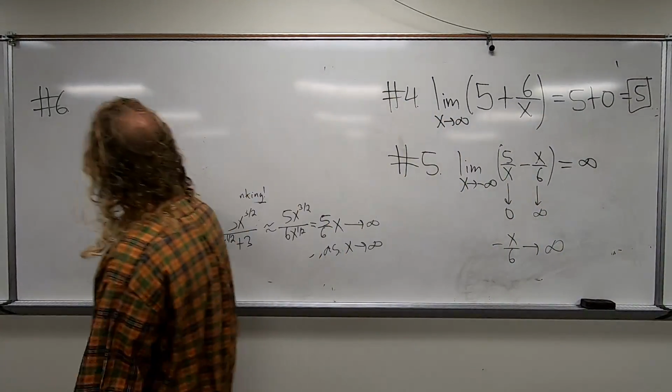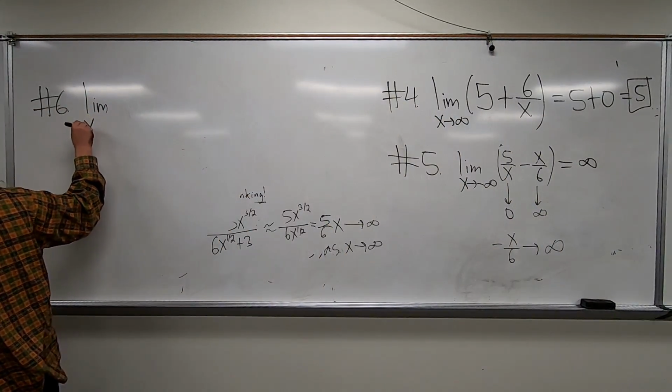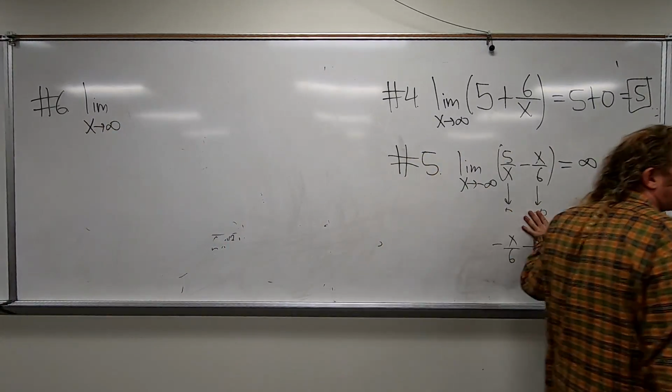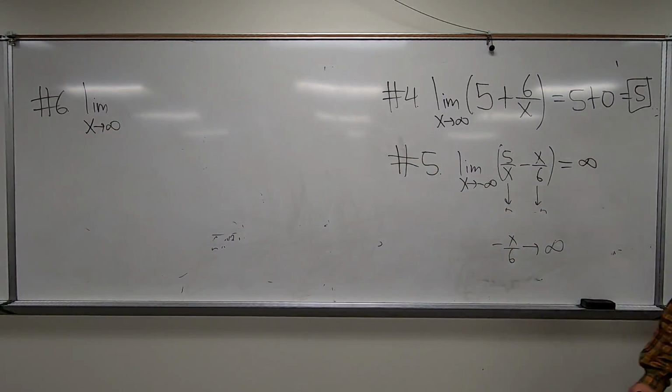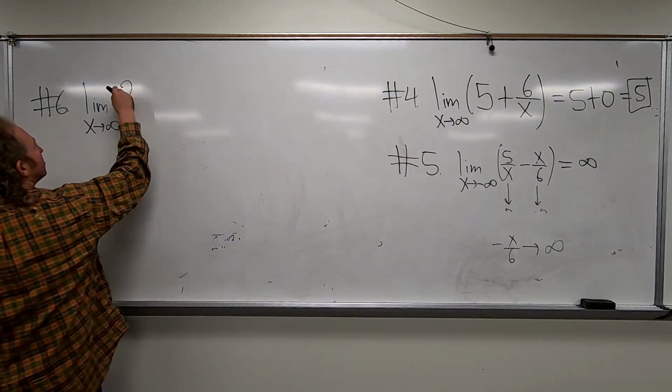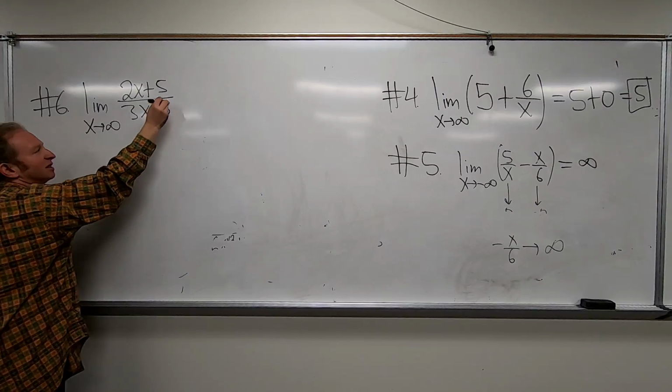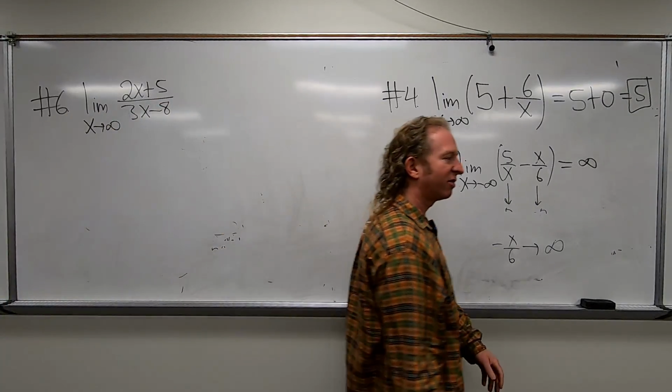Number 6: limit as x goes to infinity of 2x plus 5 over 3x minus 8. So 2x plus 5 over 3x minus 8.